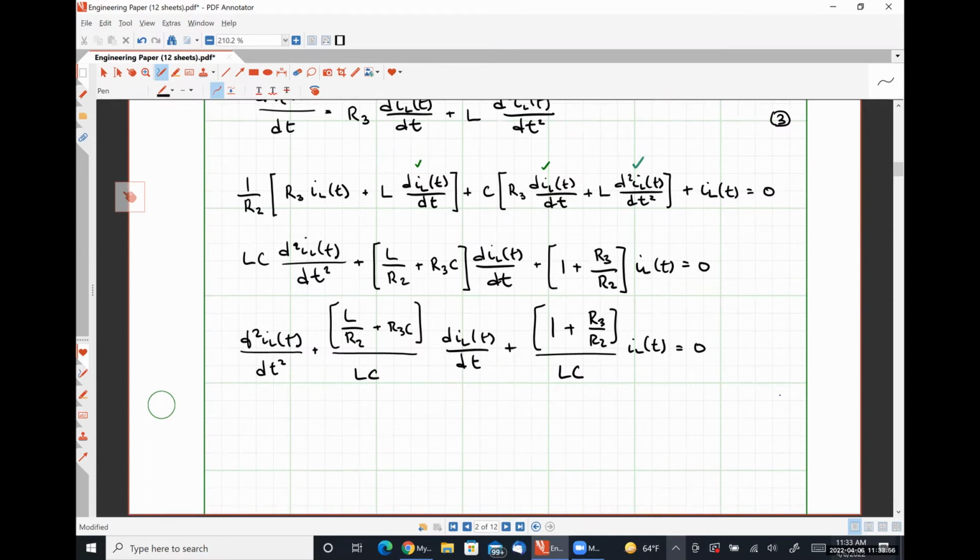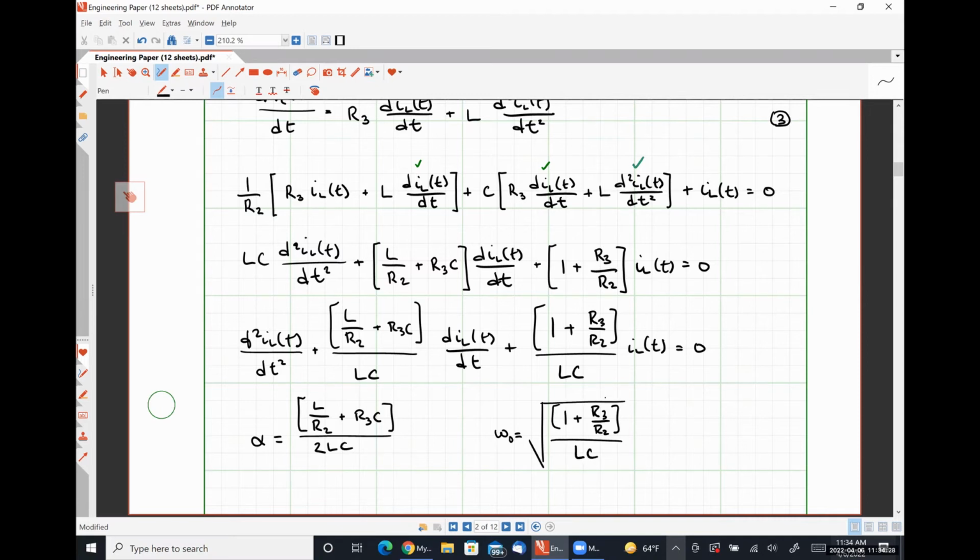And thus, alpha is L over R2 plus R3C divided by LC, excuse me, twice LC, and omega naught is going to be the square root of 1 plus R3 over R2 divided by LC.